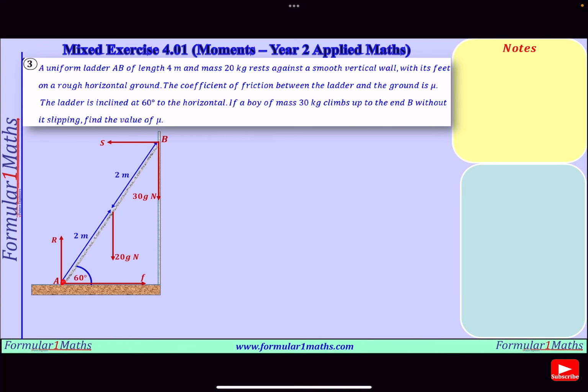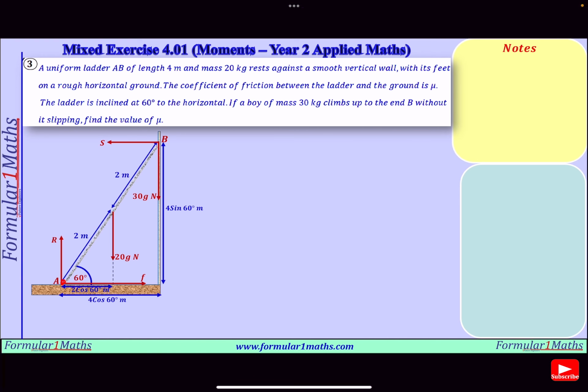To do that, I'll drop a line here like that. And immediately I can see that this distance here, which is the perpendicular distance of the line of action of this force, will be 2 cos 60. The perpendicular distance of the line of action of this force from A will be 4 cos 60. Similarly, the perpendicular distance of the line of action of this force from A will be this distance here, which will be 4 sine 60.